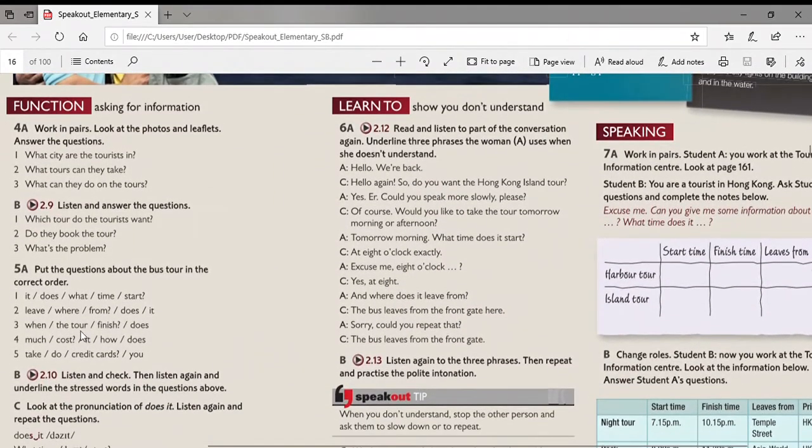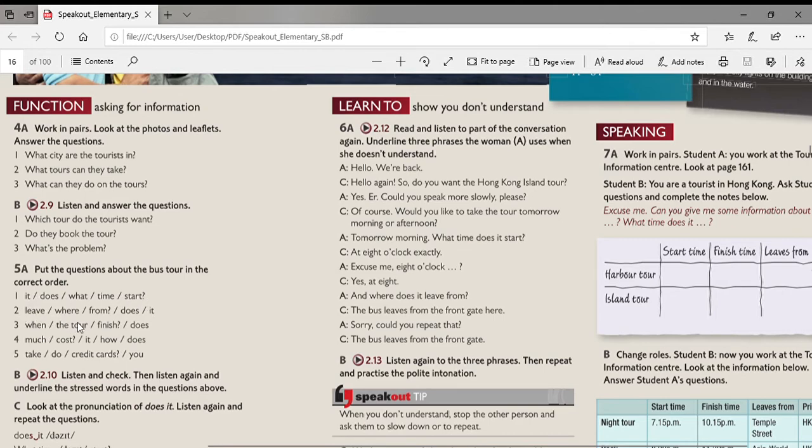And exercise 5a, the task is to put the questions about the bus tour in the correct order. If you remember, in order to make correct interrogative questions, the first is always an interrogative pronoun or question word. In this sentence it is what. Together with what, we use time, so the question word is what time. Then we use the auxiliary verb does, then the subject it, and the word start. So the phrase will be, what time does it start?